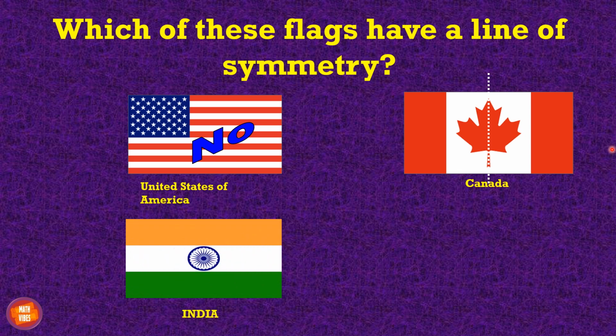our Indian flag. Is it symmetrical? Let's check it out. This can be the first line of symmetry. This can be the second line of symmetry. So yes, the Indian flag is also symmetrical and it will have two lines of symmetry. Let's check another one.